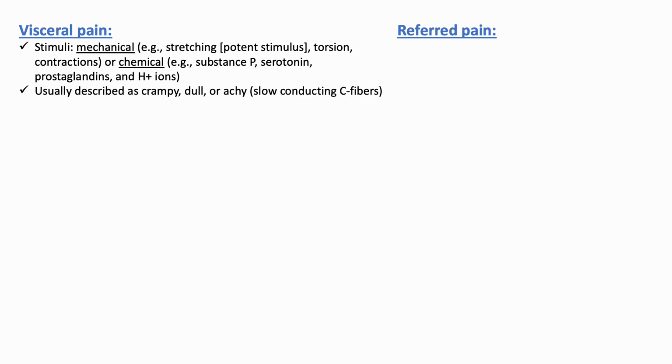And it's usually described as crampy or dull or achy, so kind of a vague type of pain. And that's because it's conducted through the slow conducting C fibers. And it's usually accompanied by nausea, but can really be severe at times. And it can be either steady and constant, or sometimes can be intermittent. And that's what people describe as colicky abdominal pain.